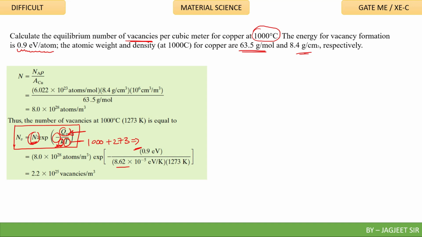Now the number of effective atoms is not given to you, and it is also not given what kind of unit cell this is. So you can directly calculate from the formula N equal to N_A, Avogadro number, into density divided by atomic weight, which we have already discussed. From here we calculated the atoms per meter cube, and by putting all the values in this formula, the number of vacancies per meter cube is 2.2 into 10 raised to power 22. The atoms present per meter cube of volume is 8 into 10 raised to power 28, and out of those total atoms, 2.2 into 10 raised to power 25 atoms are missing. So you can see how many defects are there. It is very interesting data.